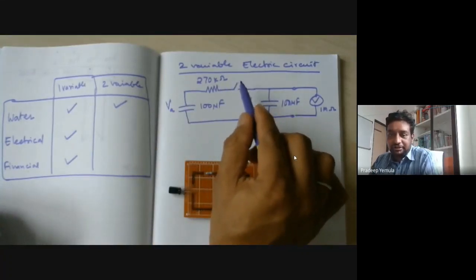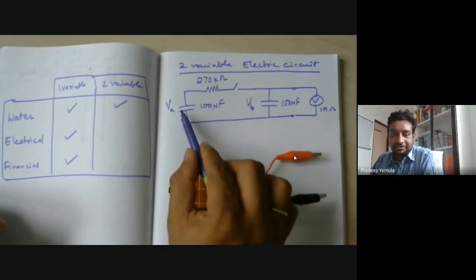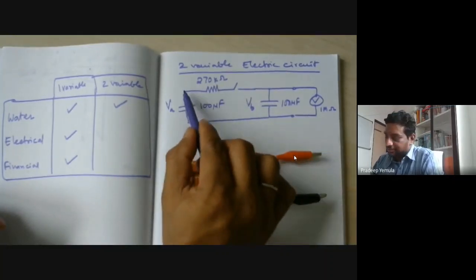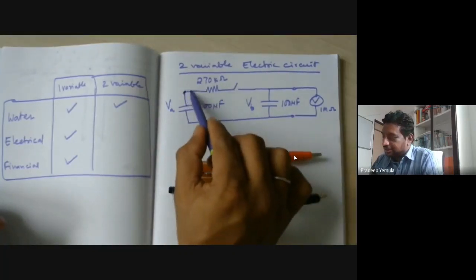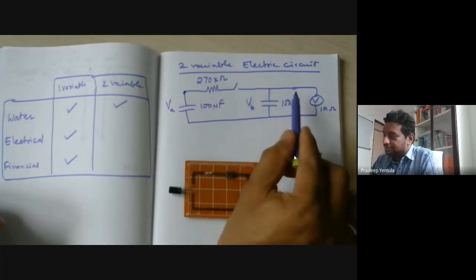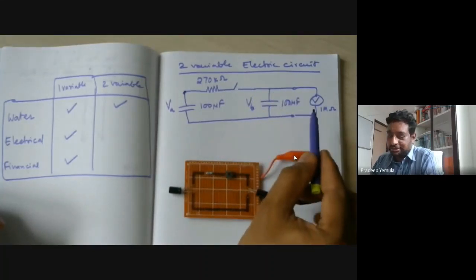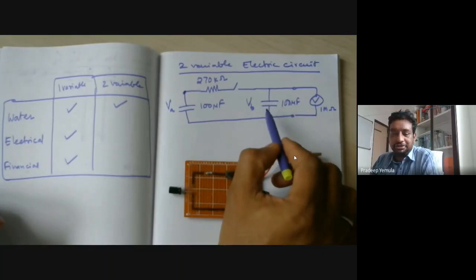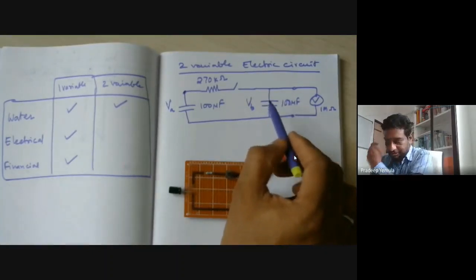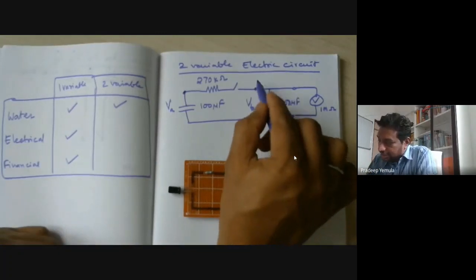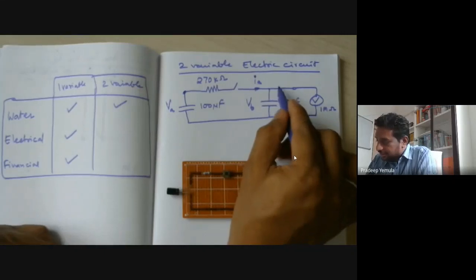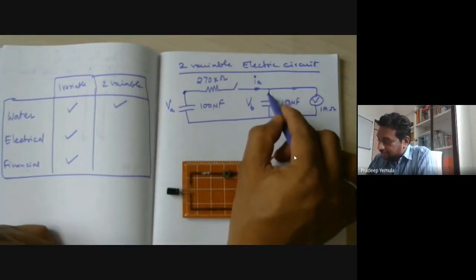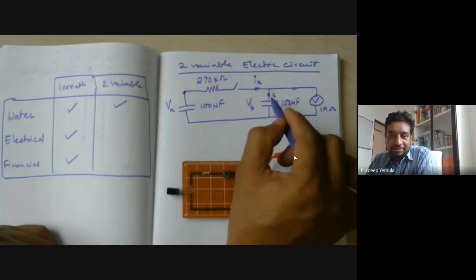When I close this switch, this first capacitor VA will start discharging and the voltage VA will start reducing. The current will go like this, and some current will go through the measurement, but some current will also go through VB, and VB will start getting charged. Let's call this IA, and let's call this IB. IB will be negative.